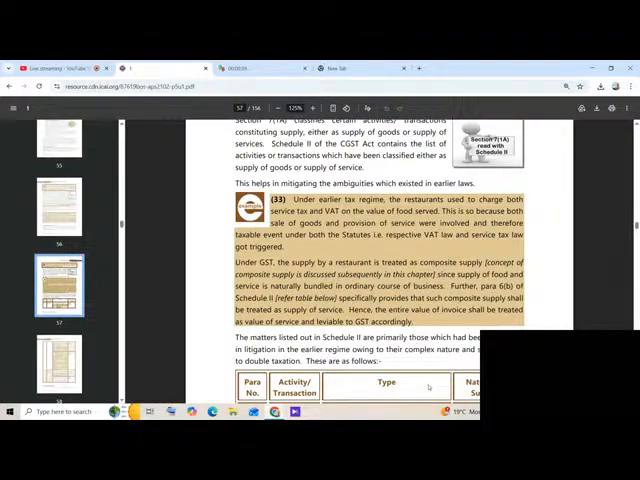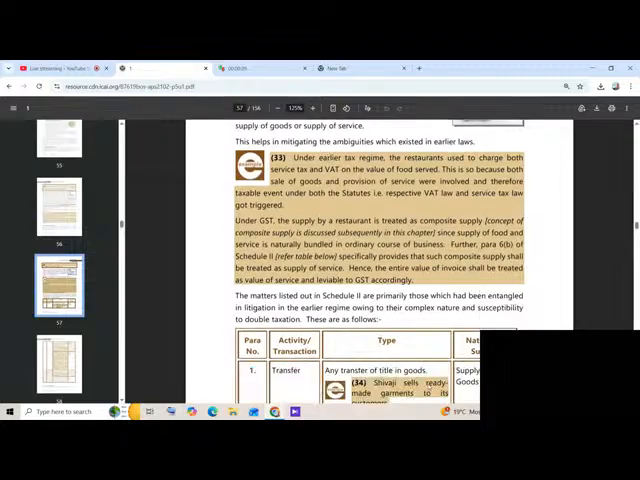Under GST, the supply by a restaurant is treated as composite supply, since supply of food and service is naturally bundled in the ordinary course of business. Further, para 6(b) of Schedule 2 specifically provides that such composite supply shall be treated as supply of service. Hence the entire value of the invoice shall be treated as value of service and leviable to GST accordingly.